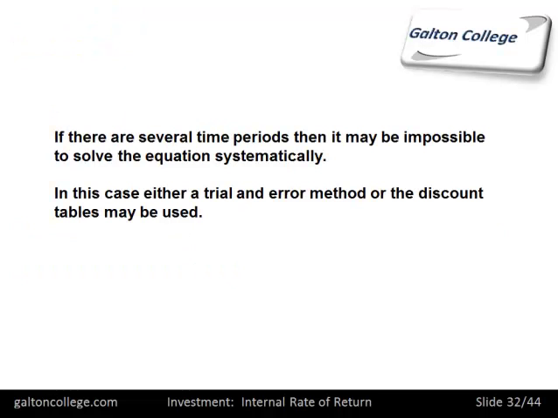If there are several time periods, then it may be impossible to solve the equation systematically. In this case, we normally use a trial and error method. One way to do it, I suppose, is to use a spreadsheet. Just model the equation on a spreadsheet and iterate, try different rates of internal rates of return, different figures, to try and balance the two sides. That's a possibility.